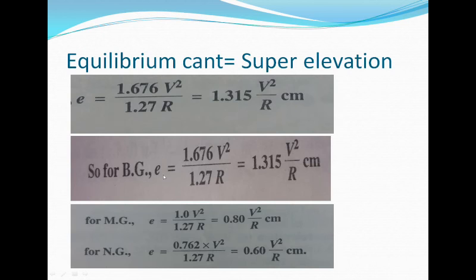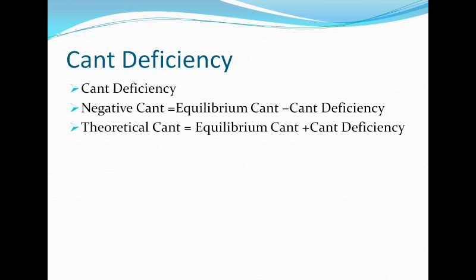So we will look at what is super elevation. The super elevation, we have established these things in the derivations itself. The super elevation, or E, is equal to 1.676 V square divided by 127 R. So these things we have discussed. For a broad gauge track, this is valid. For a meter gauge, for a narrow gauge, these things are valid, right? This is equilibrium cant.